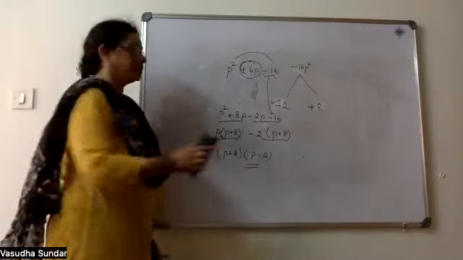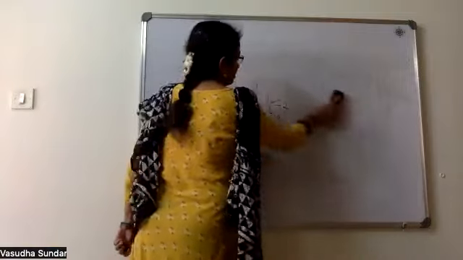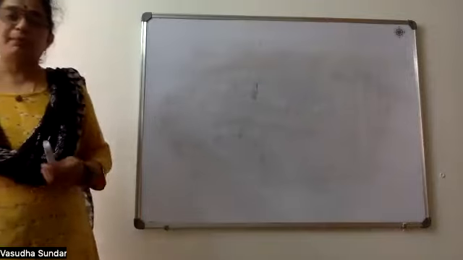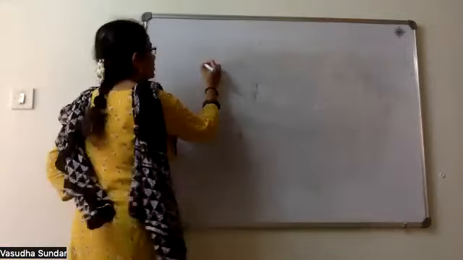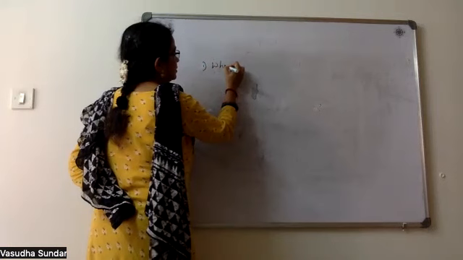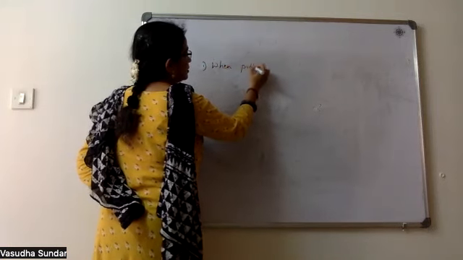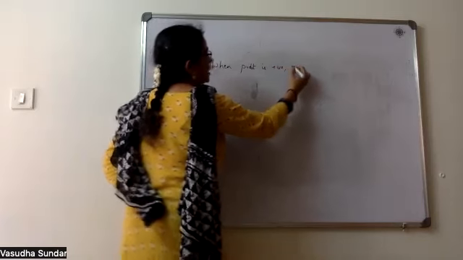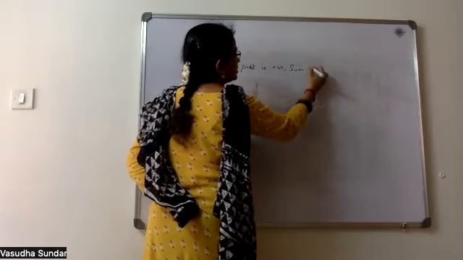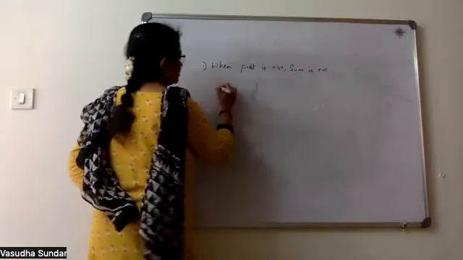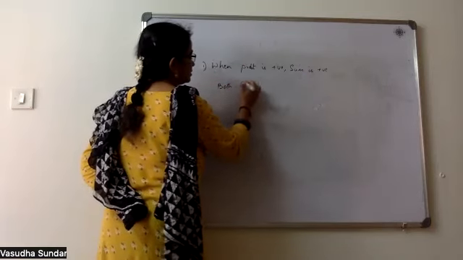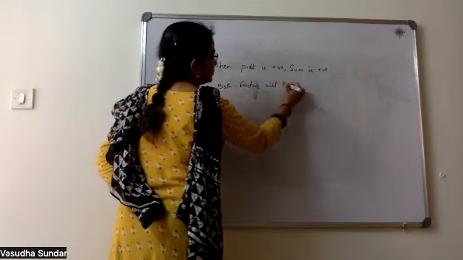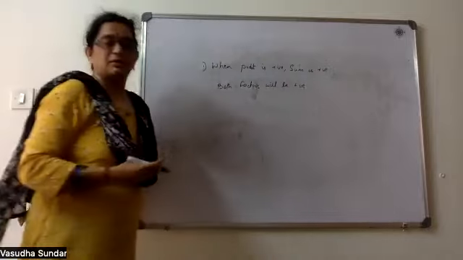Yes, ma'am. Now I will write the rules. Please copy it and try to analyze and do. Don't learn the rules by heart. Okay. When product is positive and sum is positive, both factors will be positive. Okay, these are guidelines. Don't memorize.